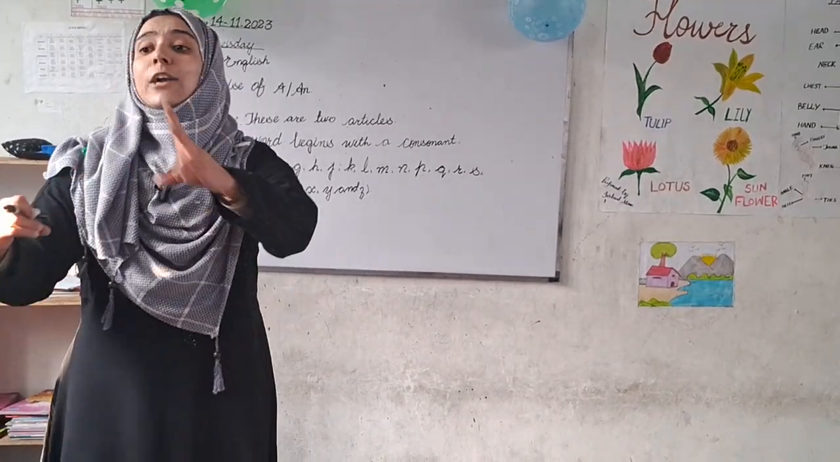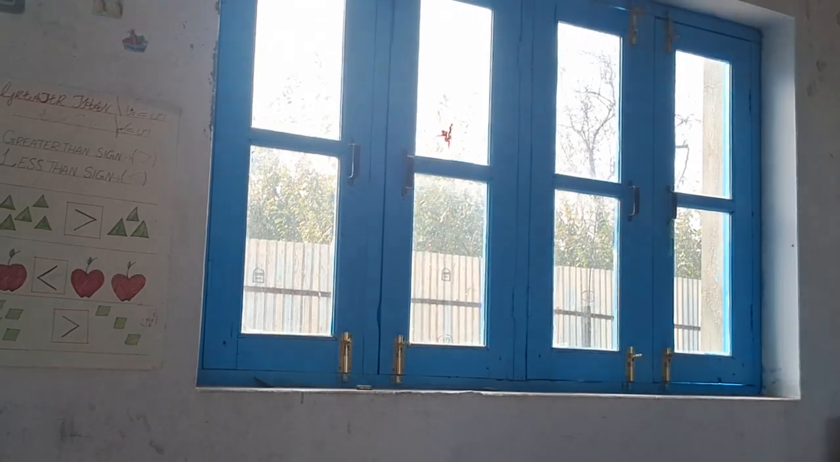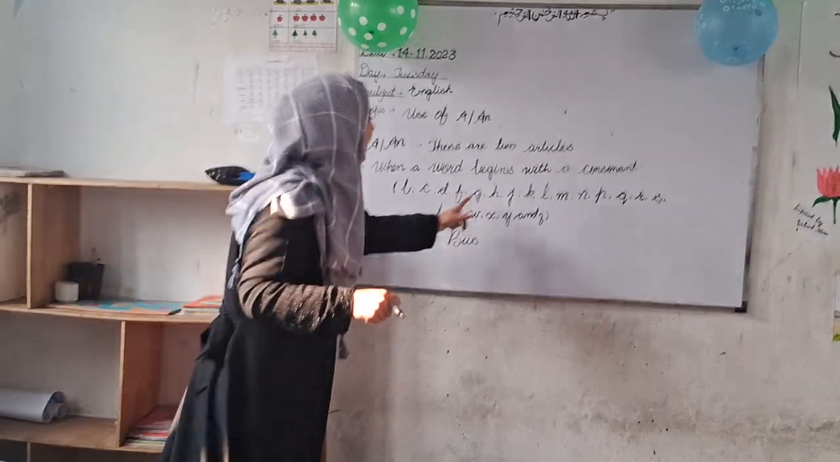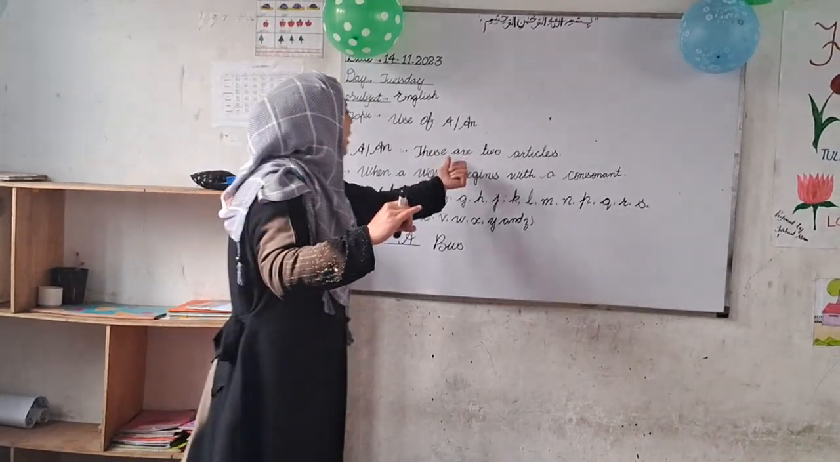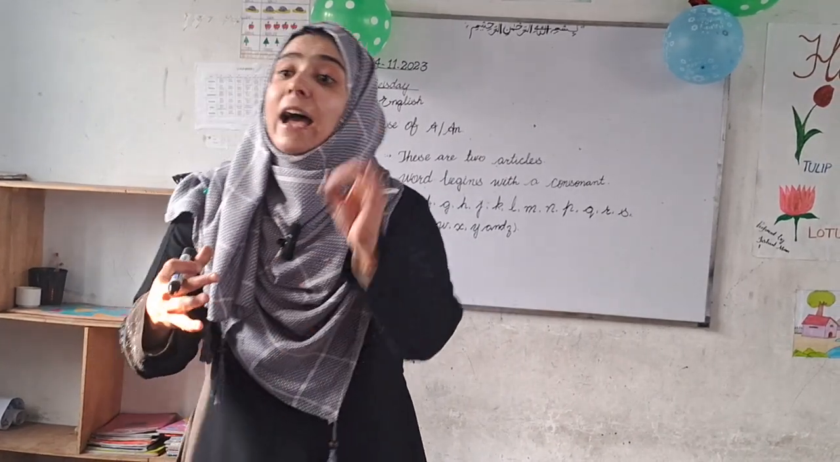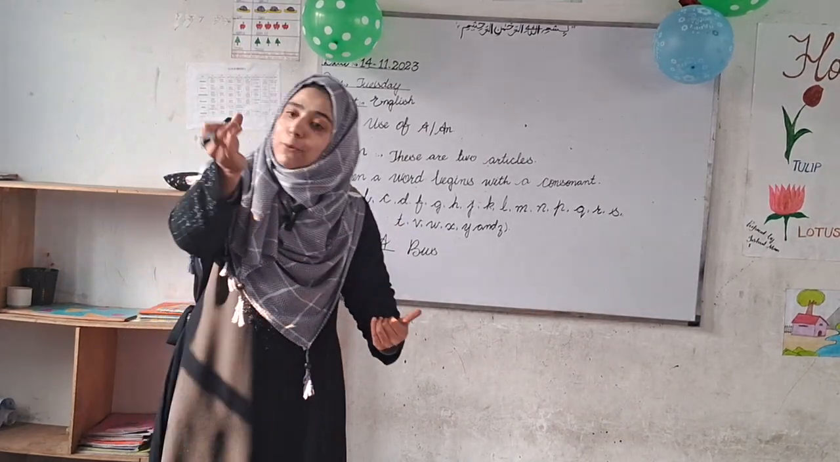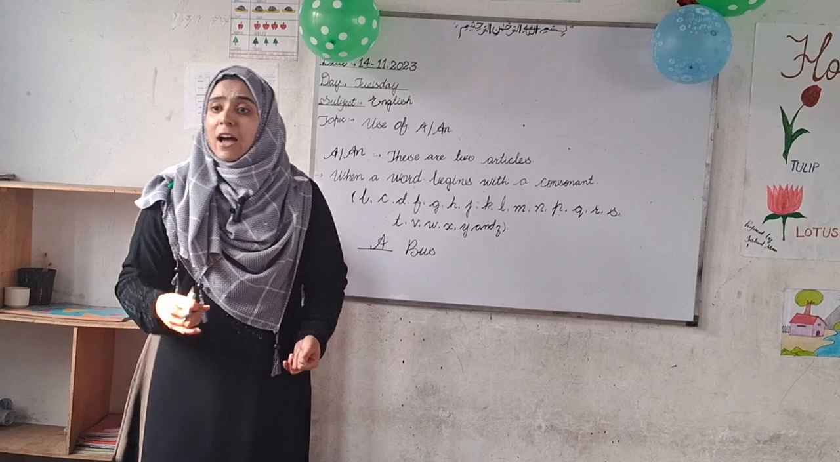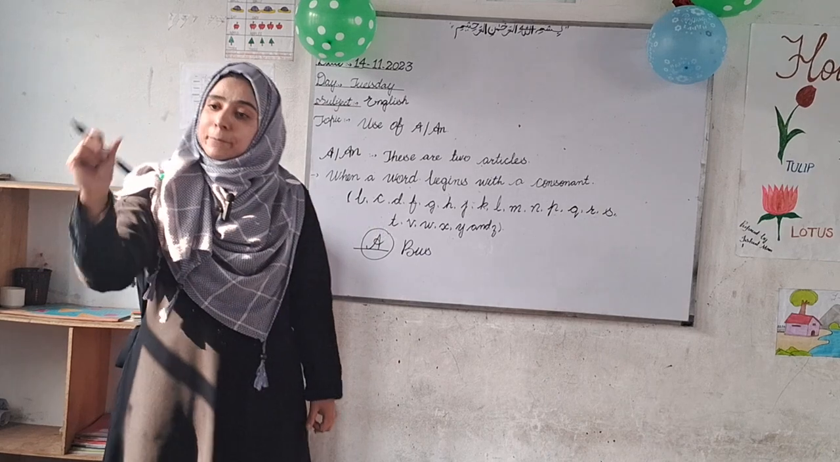And you all know that there are 26 letters in the English alphabet, and we can divide these 26 letters into how many groups? Two groups. Number 1, vowels. Number 2, consonants. And there are 21 consonants in the English alphabet. Clear? And when a word begins with a consonant, at that time we always use article a before that word.